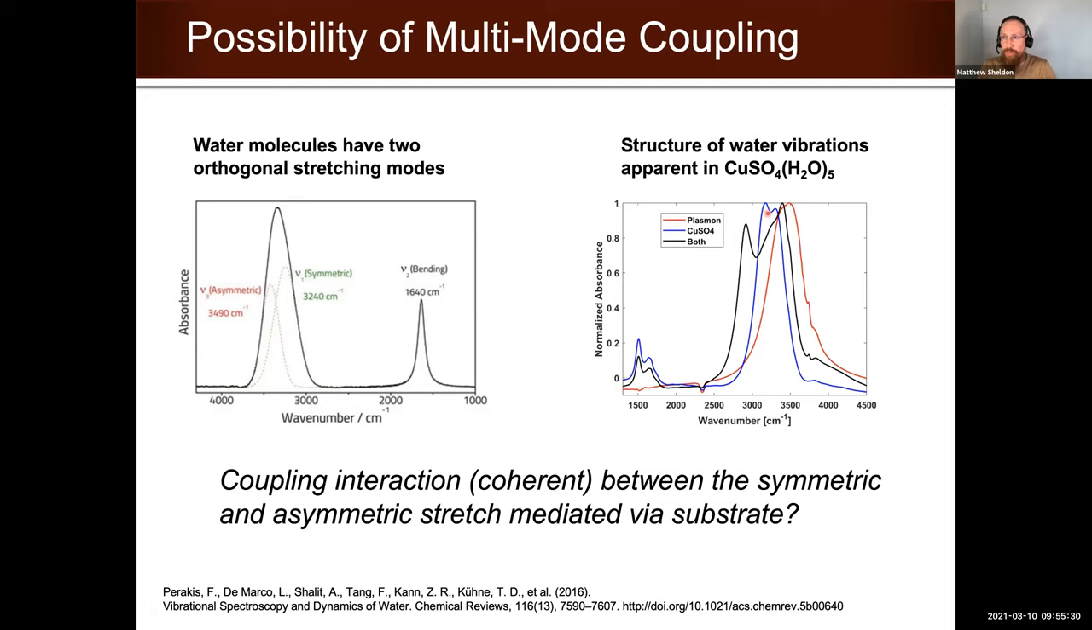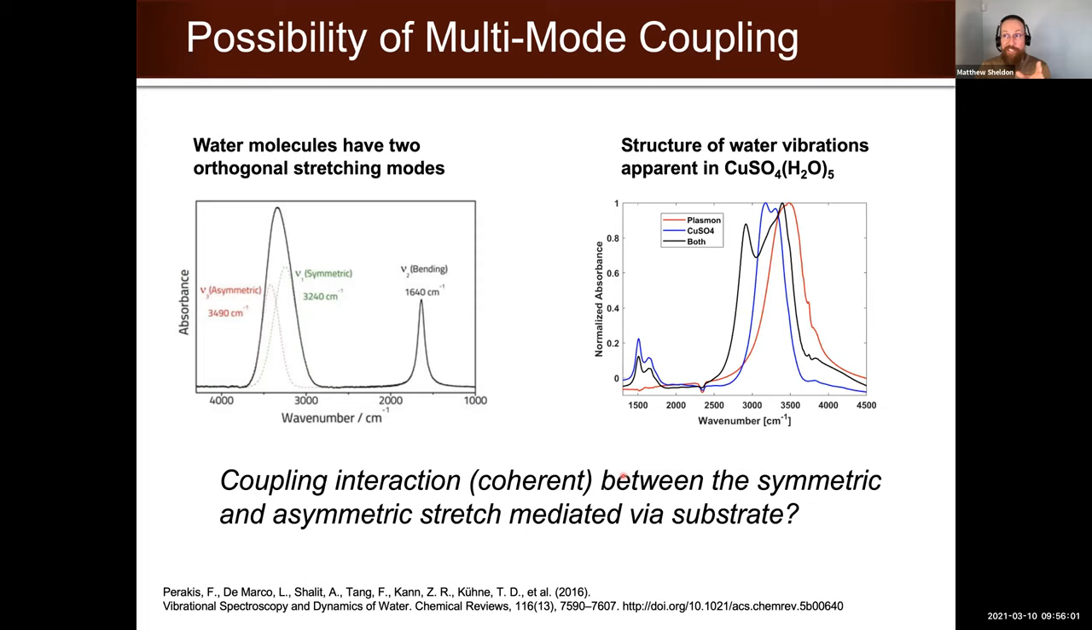And then the possibility is that when we were strongly coupling, given the broad bandwidth of the plasmonic mode, basically overlapping with both of these features, the symmetric and the asymmetric stretching in the water, it was possible we were strongly coupling to both of these modes, even though they're ostensibly orthogonal in the molecule themselves. Maybe we have some kind of multi-mode coupling phenomenon mediated through the substrate. So that I think is the more interesting and more exciting possibility. And that's what I'm going to show you that I think was actually going on.